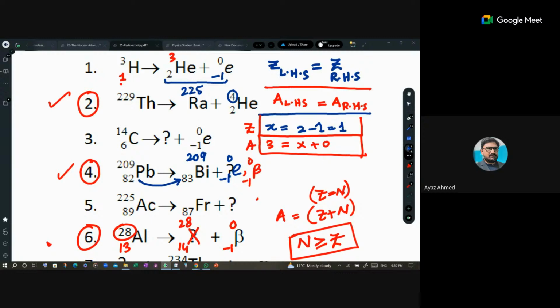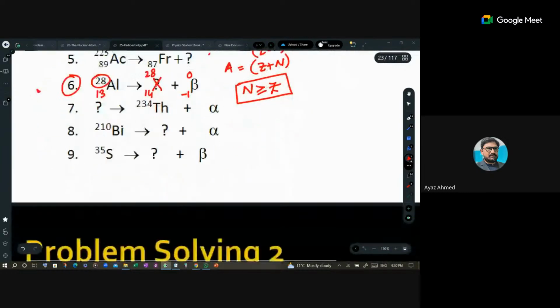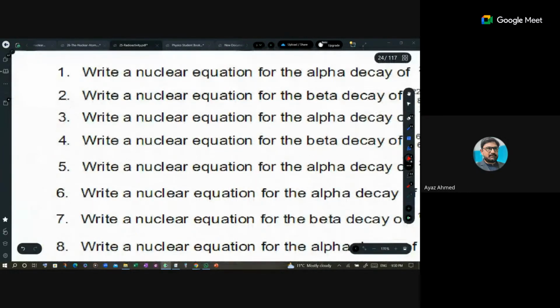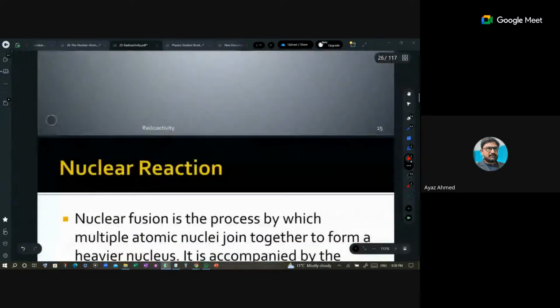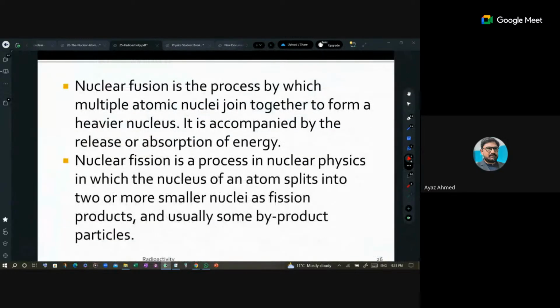So if I give you that this thorium has 90 protons, what would be the radon's number? 88. 88. Very good. You all have passed. Enjoy the life. Now, come to the next topic. Oh, there are so many problems here. I will send you all of these for your practice.